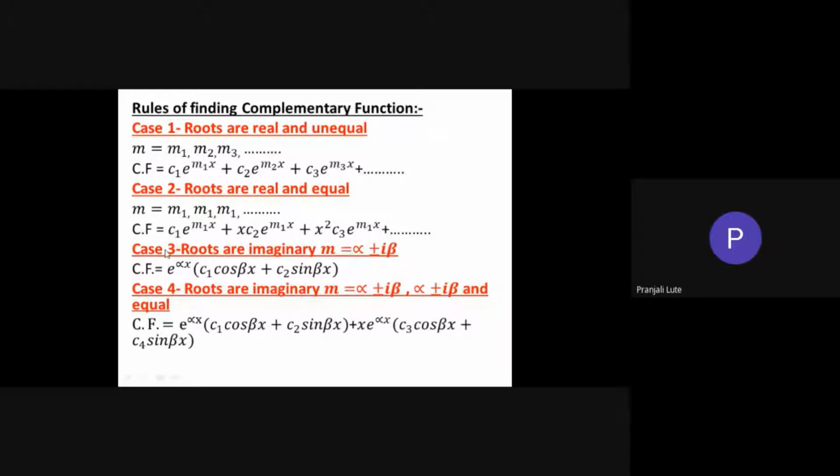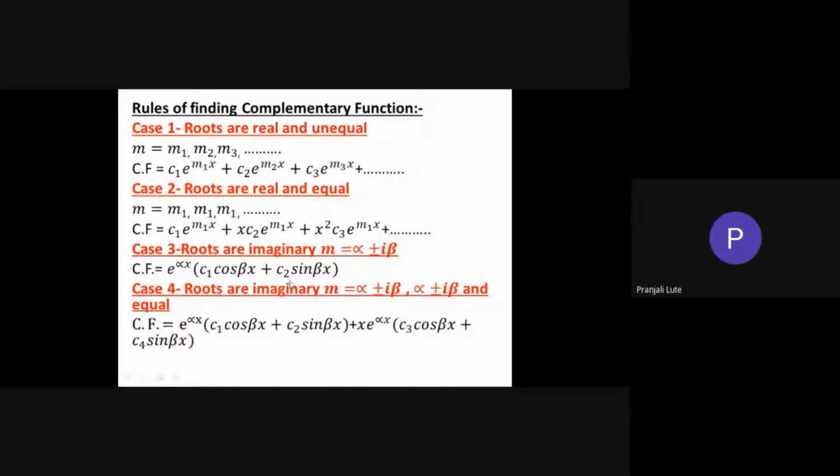Case 3 is when roots are imaginary, means suppose roots are alpha plus minus i beta. These roots are imaginary. So in this case we have to write down complementary function. This is the standard form of complementary function: e to the power alpha x into c1 cos beta x plus c2 sin beta x. This is the case when roots are imaginary.